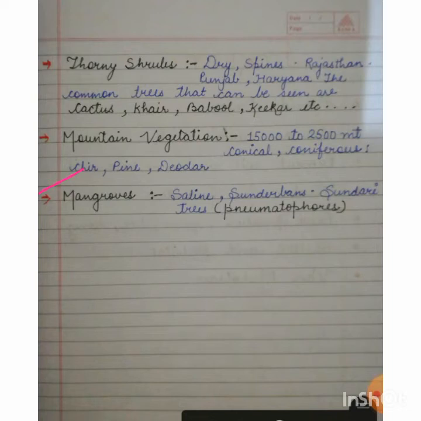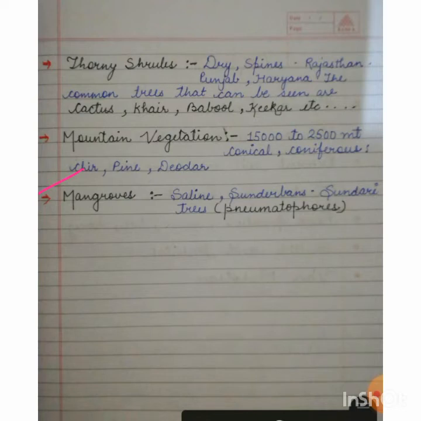These types of forests are found along the coastline, backwaters and salt marshes, mostly in the delta region where rivers merge into the sea. Such vegetation is found almost all along the eastern coast, especially in the large delta formed by rivers like Ganga, Mahanadi, Godavari, Krishna and Kaveri.